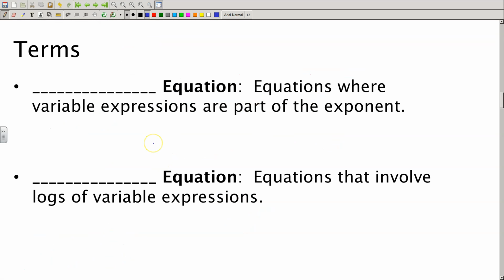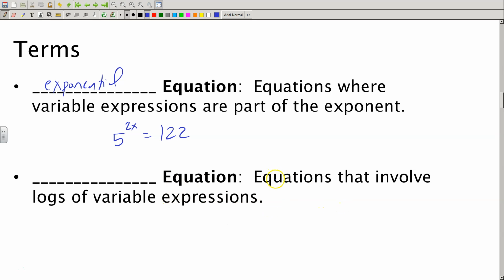Some terminology that we'll use today as we get into this section 7.6. When we have equations where variable expressions are part of the exponent, that's going to be an exponential equation. So if I had something like 5 raised to the, let's say, 2x equals 122, if I have an equation like this where the thing that I'm trying to find is the exponent or is part of the exponent, then that would be an exponential equation.